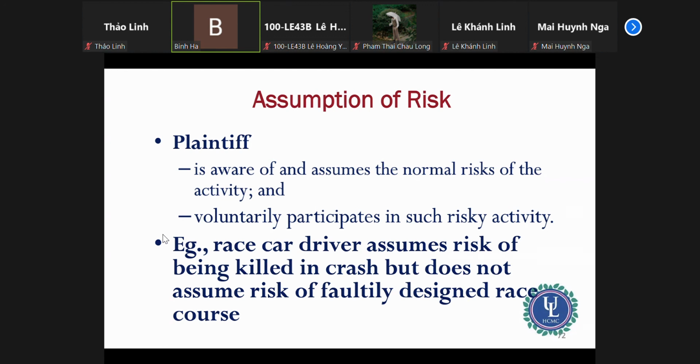All right. So in that case, assumption of risk cannot be used, because a person who enters the race course will not bear the risk that happens to him because of the defect in the design of the golf course. Okay, understand?